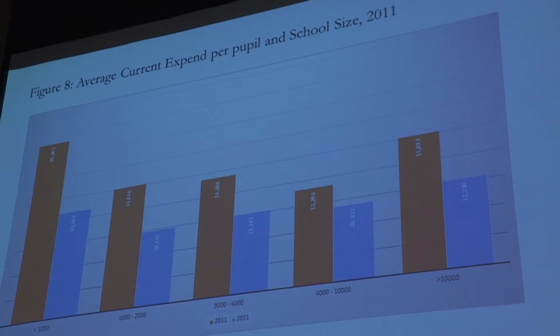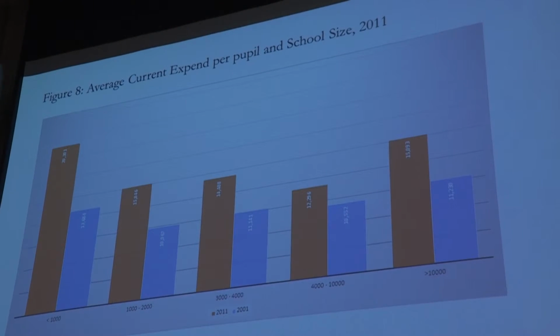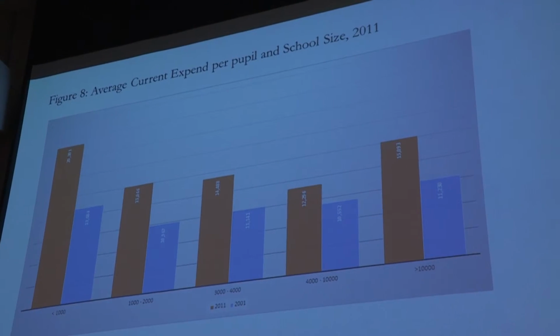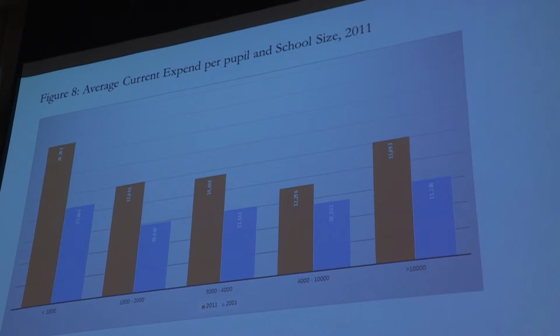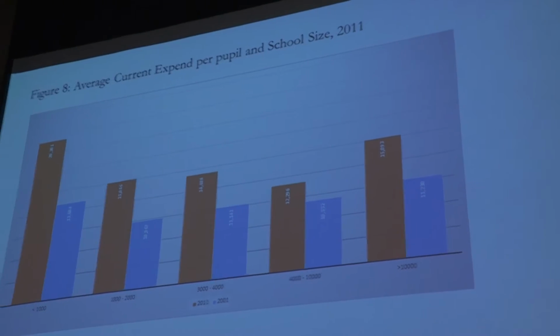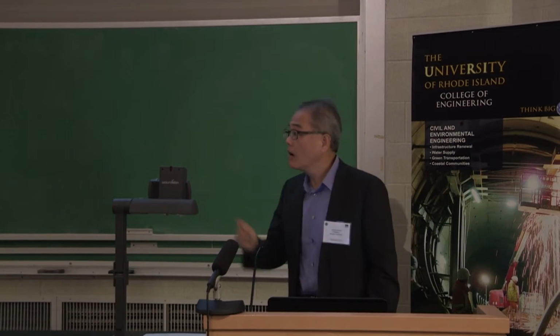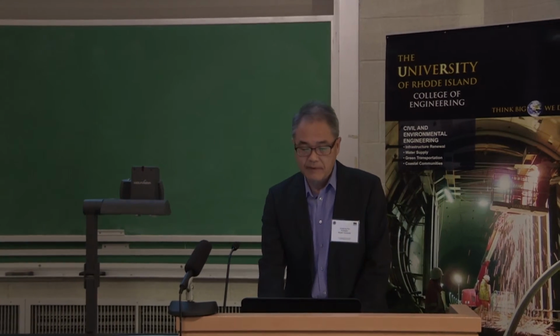This compares the average current expenditure per pupil and the school size in 2011 and 2001. The brown bar indicates 2011 numbers, and the blue bar indicates 2001 numbers. In general, when you make a line out of this, it is declining and then going up. Graphically, we can see the economies of scale. We are running out of time already.